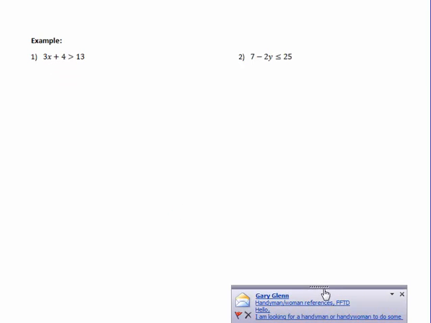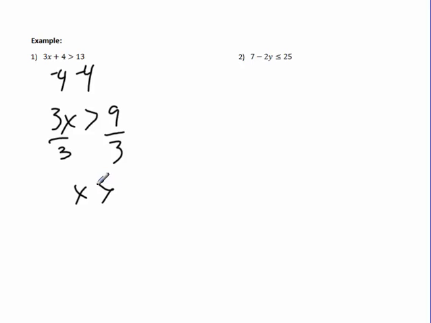Okay, so here we have 3x plus 4 is greater than 13. So we're going to take 4 away from both sides, and I get 3x is greater than 9. I'm going to divide both sides by 3. So now x is greater than 3. That's my inequality. And we show inequalities on a number line.